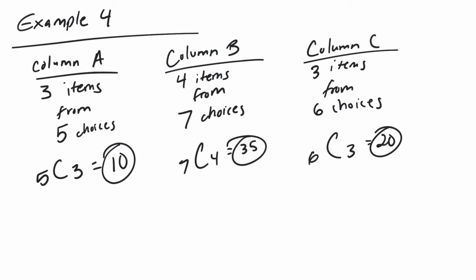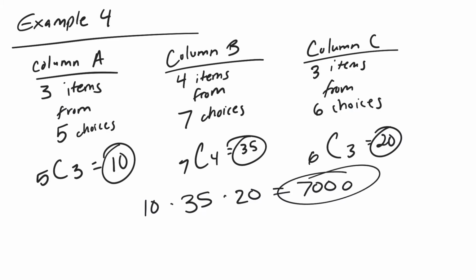If I want to know how many combinations in all that I have, then I'm going to use the counting principle. Okay, I've got 10 choices for the first blank, I've got 35 choices for the second one, and I've got 20 choices for the third one. So 10 times 35 times 20, or 7,000, is the number of choices I have in all.